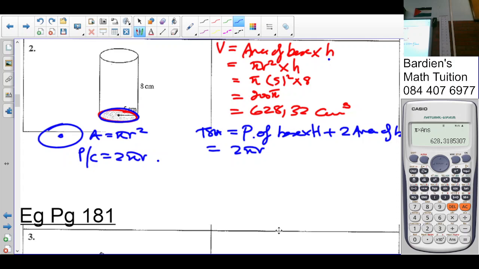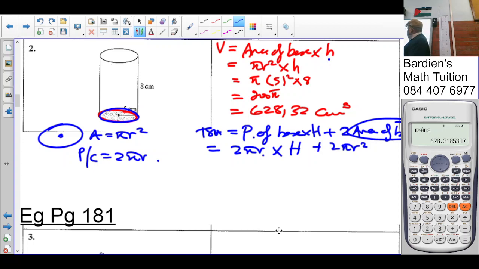The total surface area will always be the perimeter of the base times height plus twice the area of the base. That's for a regular prism with a closed top. The base is a circular base. How do you calculate the perimeter of a circle? 2 pi r times the height of the object plus 2. How do you calculate the area of a circle? Pi r squared.